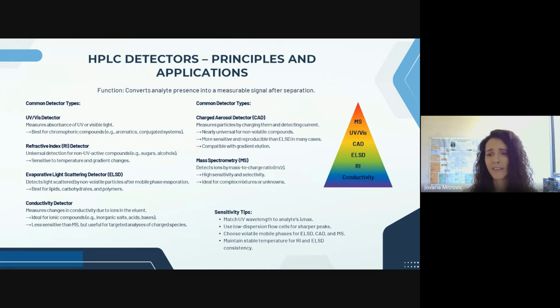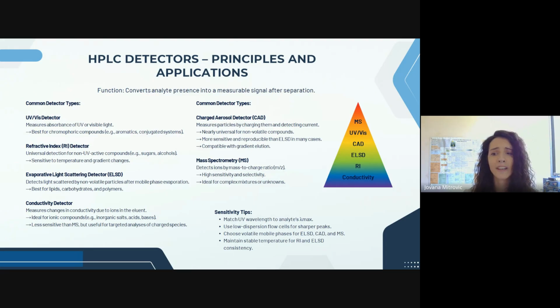On the other hand, we have ELSD, or evaporative light scattering detectors, that work well for detecting non-volatile compounds like lipids or polymers. They're not dependent on UV activity and are great when dealing with analytes that lack chromophores. Conductivity detectors are useful for ionic species like salts or acids. They're less sensitive, and we have more advanced systems for that, such as, for example, mass spec, which is unmatched in sensitivity to any of these detectors.